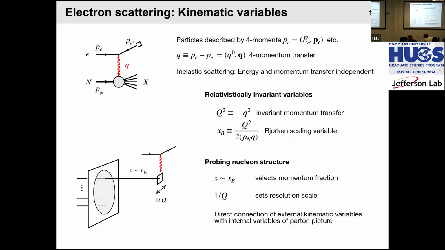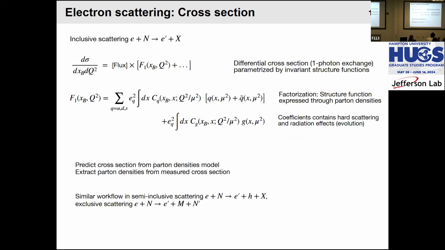They just happen to be very convenient when we work with the parton picture. So what is typically measured in electron scattering, or the primary observable, is the cross section. In this example, we consider inclusive scattering, where we just measure the total cross section for this electron on the nucleon to go into any kind of final state without any distinction.